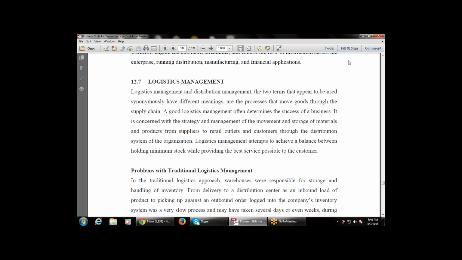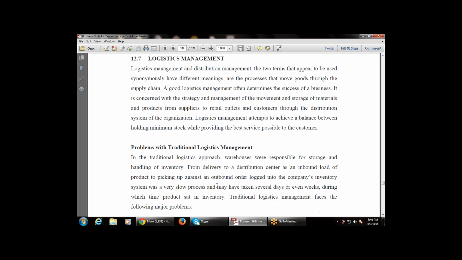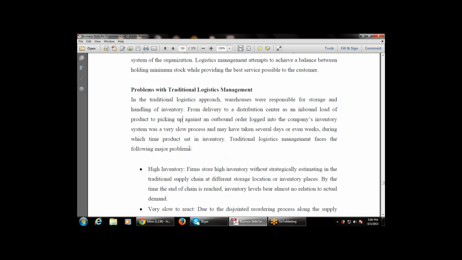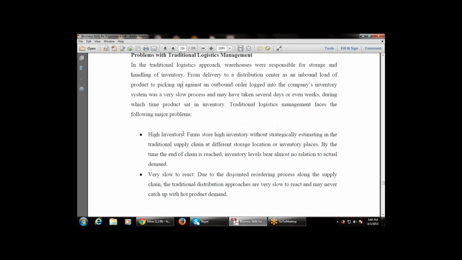Now, what are the problems faced by the traditional logistic management? In the traditional logistic approach, warehouses were responsible for storage and handling of inventory. That is, in the traditional system, there will be a warehouse used for storing purposes. But nowadays, everything is done online. So what are the problems faced by the traditional system? There is a high inventory, that is, a high bulk will be stored.